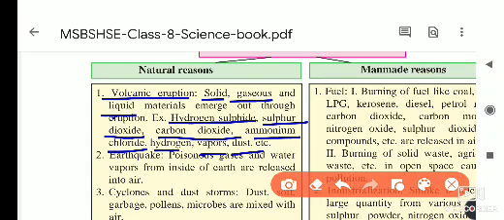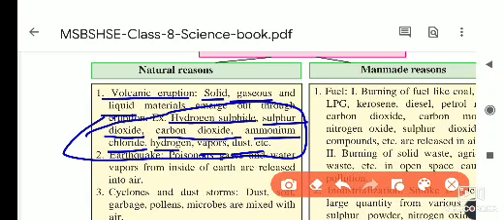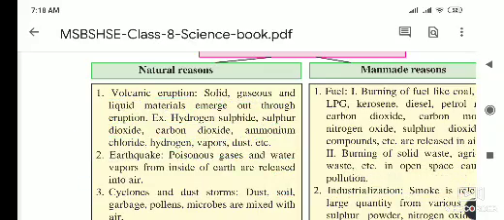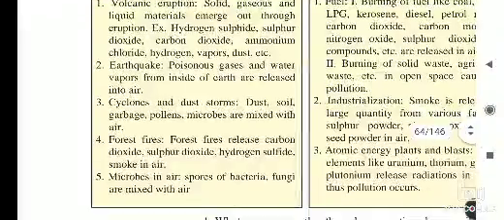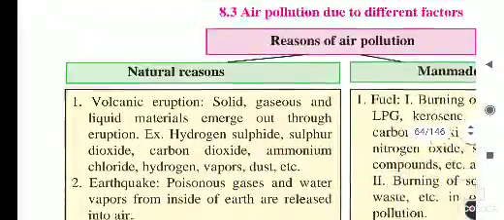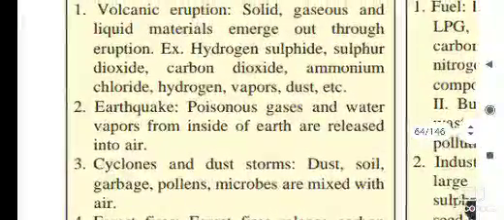All these gases and materials are present in the volcanic eruption, and what does this all create? These all pollute the environment. So these are the pollutants coming out from the volcanic eruption. And volcanic eruption is a natural reason of the air pollution.